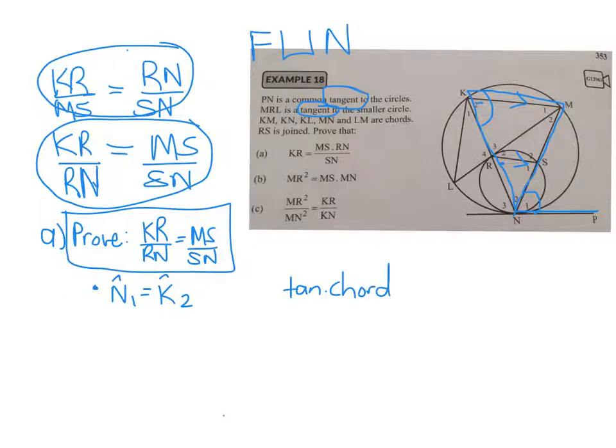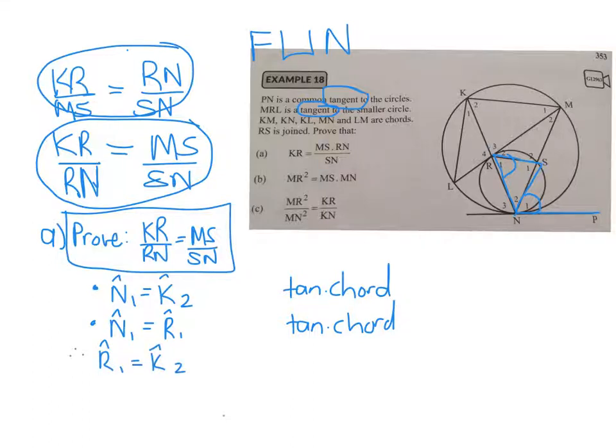Then, let me just erase that so that I can show you again from scratch. If I go and have a look at the smaller circle, this is also a tangent, and there I can see that N1 is also equal to R1. That's also tangent chord. Therefore, R1 is equal to K2 because they're both equal to N1. And then I can say, therefore, KM is parallel to RS.